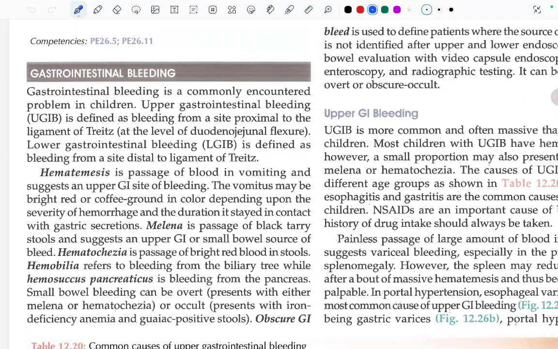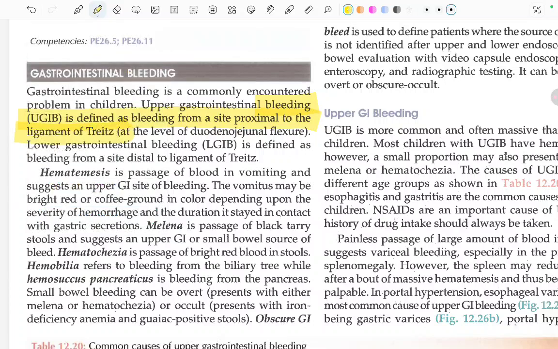Gastrointestinal bleeding is a commonly encountered problem in children. Upper gastrointestinal bleeding is defined as bleeding from a site proximal to the ligament of Treitz. When do we call it upper GI bleed? If the bleeding is proximal to the ligament of Treitz. Okay.